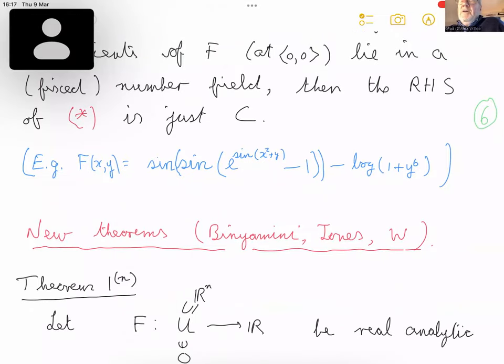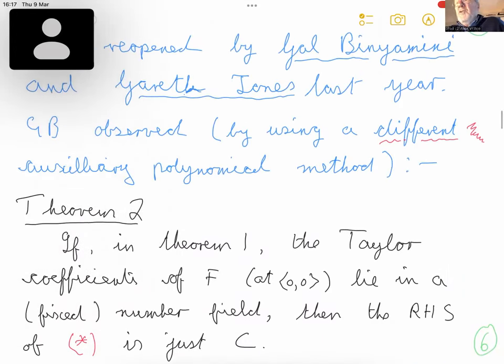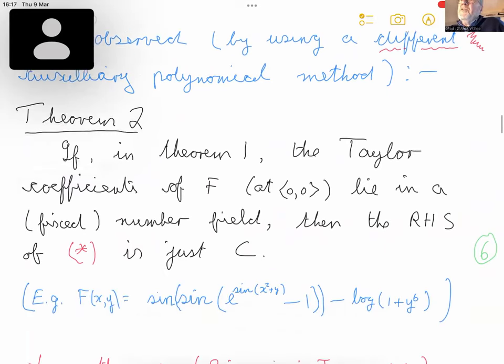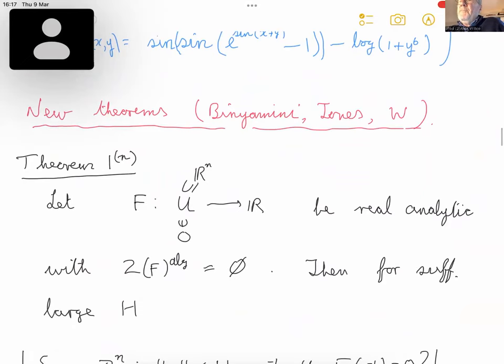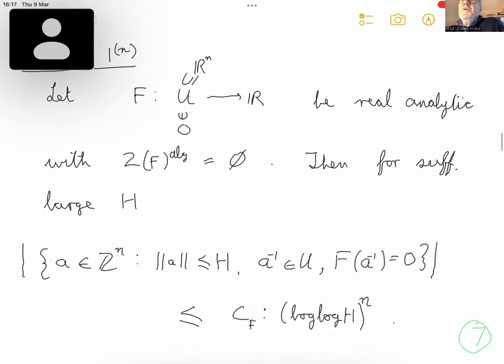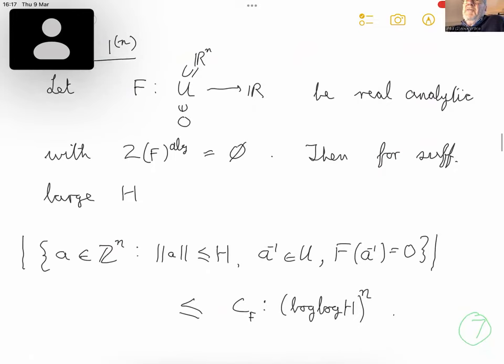So we decided to start using this new method of constructing, well, not new, but new to us, auxiliary polynomials around the origin, to see what we could do. And indeed, we got the result we wanted. So going back to a real analytic function defined on a neighborhood of the origin whose zero set has empty algebraic part, then for all sufficiently large H, we have the following result.